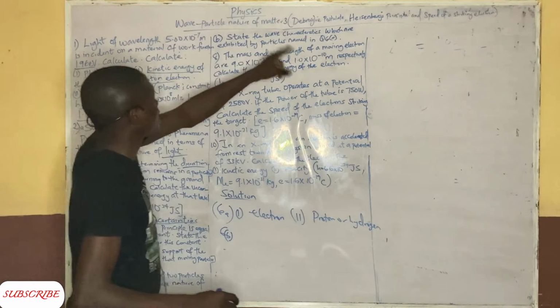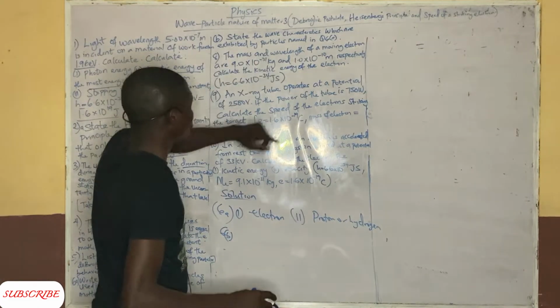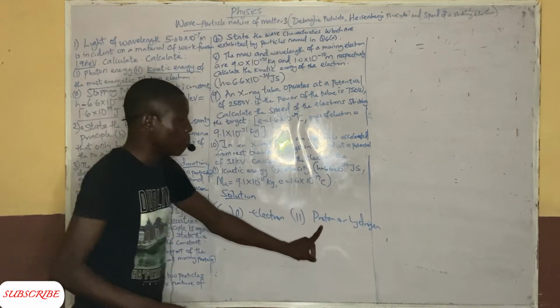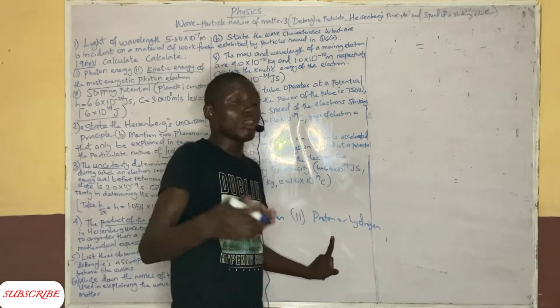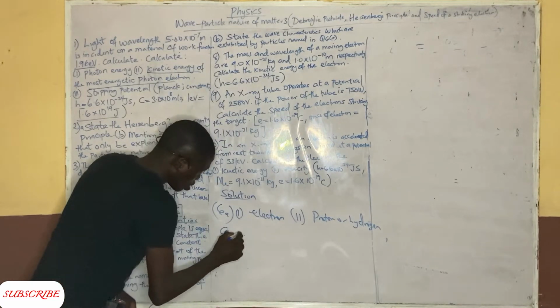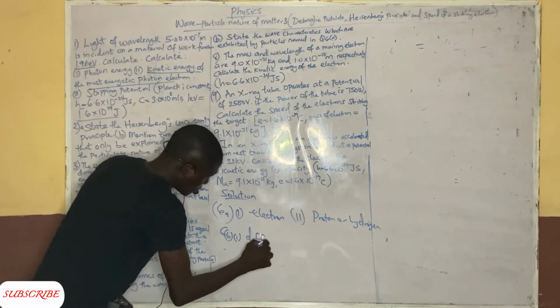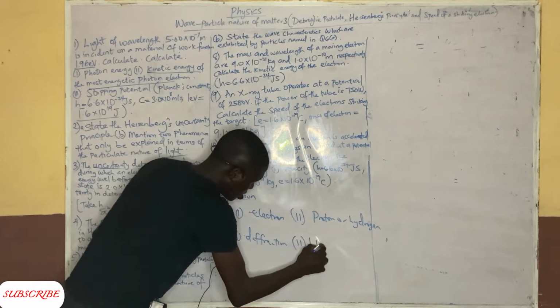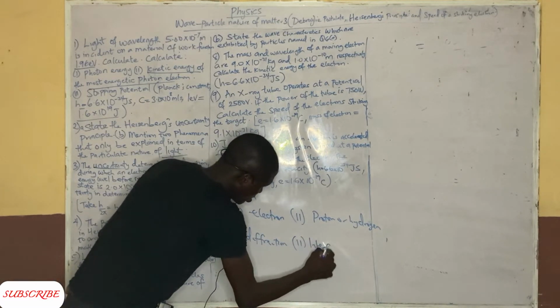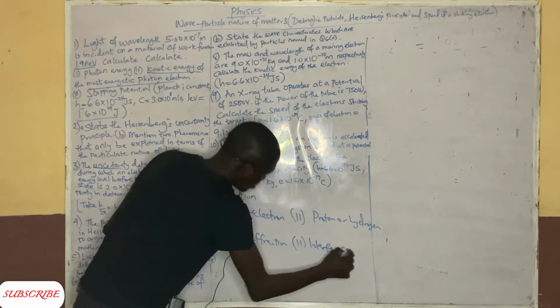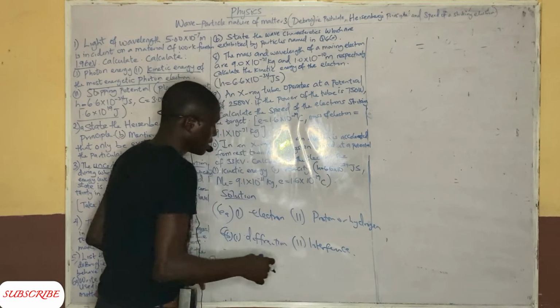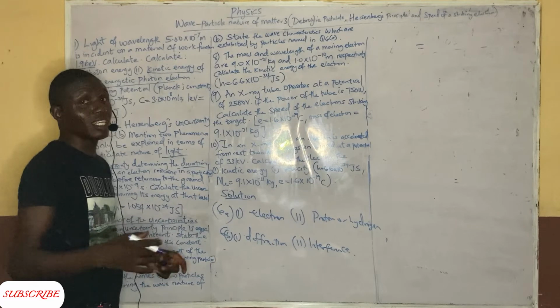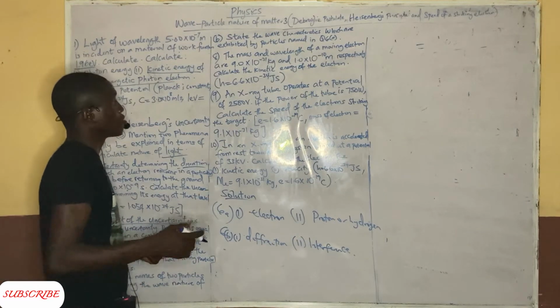6B. It says, state the characteristics which are expected of the particles. These particles, when they are behaving like a wave, exhibit diffraction, just like we've said the other time. Two, they have interference. Another thing is that they have frequency and wavelength, and so on and so forth.